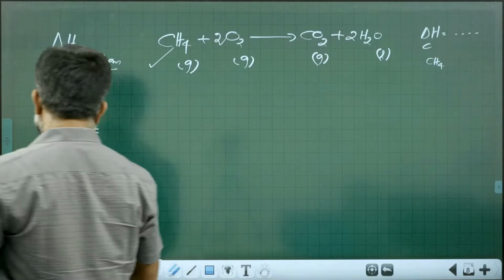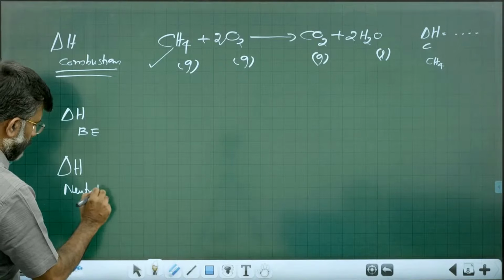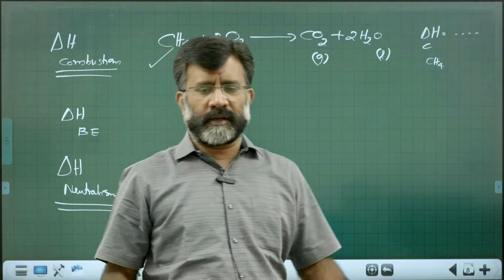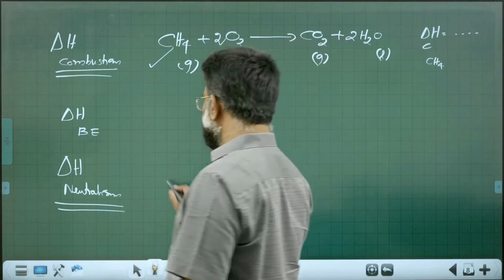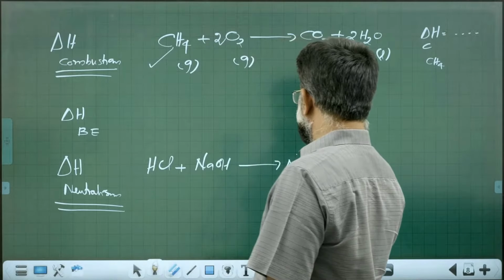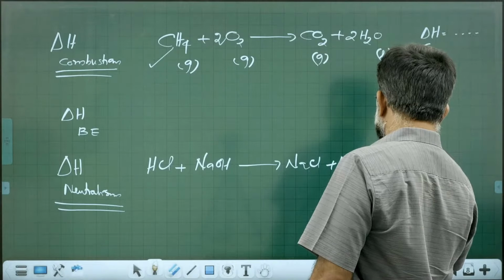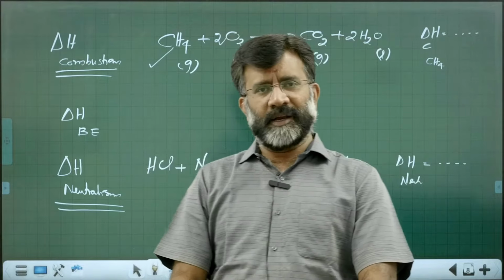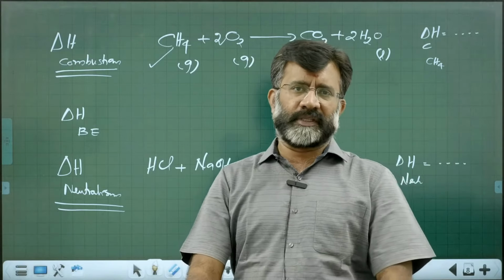Then what? Enthalpy of neutralization. What is enthalpy of neutralization? It is the enthalpy change during the complete neutralization of 1 equivalent of an acid with a base. If you take 1 equivalent of hydrochloric acid with 1 equivalent of NaOH, giving NaCl and H2O, we call it the enthalpy of neutralization. It is the enthalpy change during the complete neutralization of one equivalent of an acid with a base.